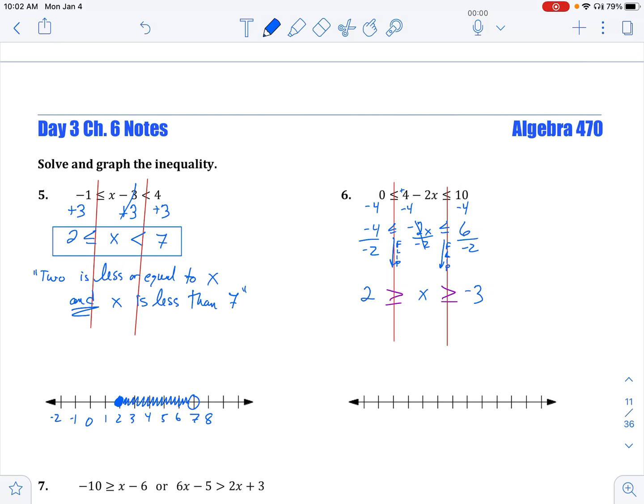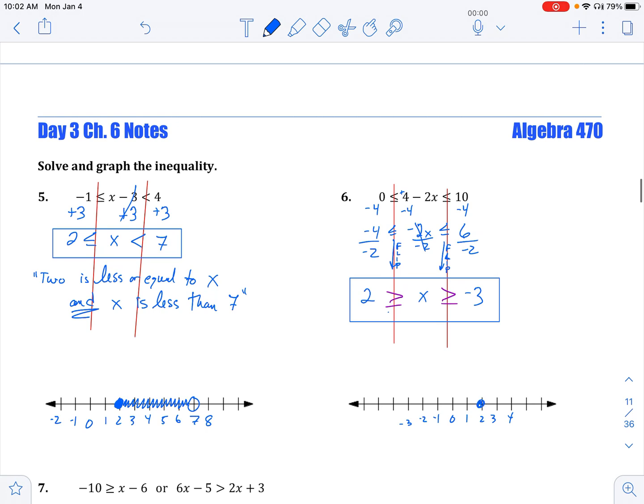This is read as 2 is greater than or equal to x, and x is greater than or equal to -3. Well, you can graph this the way it is, because what we recognize here is that x is going to be between. This is also an AND statement. So I'm going to set up some numbers on my number line. I'm going to go closed at 2. I'm going to go closed at -3. And I'm going to be graphing all these numbers that are in between -3 and 2.